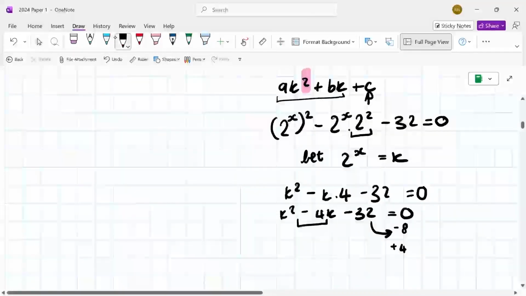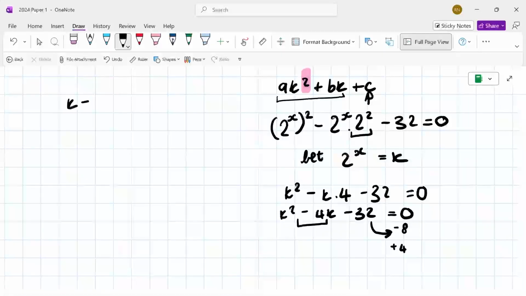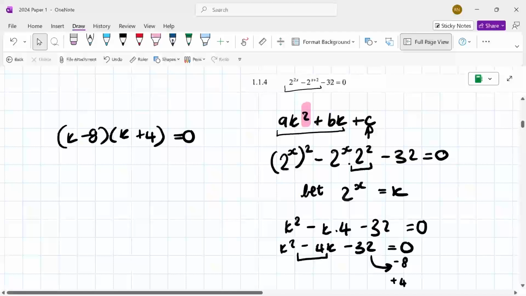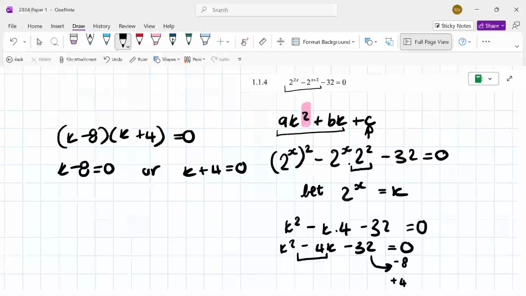Now that means that I can make two brackets, k minus 8 and k plus 4, right? And this is equal to 0. So this is where we started. We just broke it down like that. And now I can say k minus 8 is equal to 0, or k plus 4 equals 0. And so k is either equal to 8 or k is equal to minus 4, right?